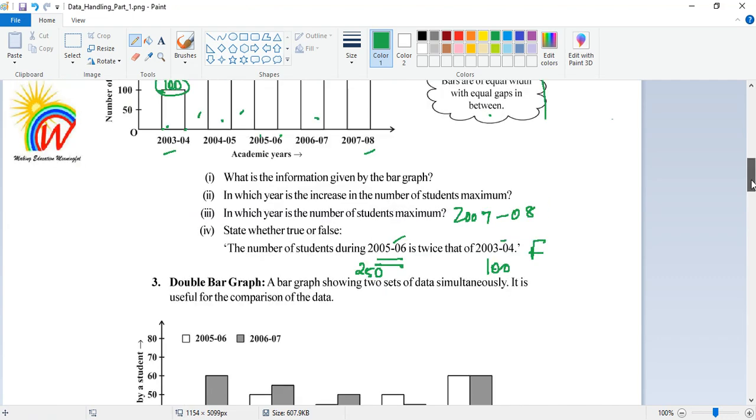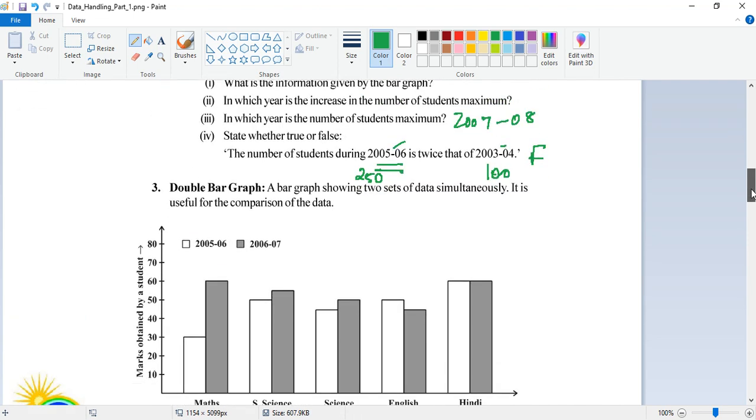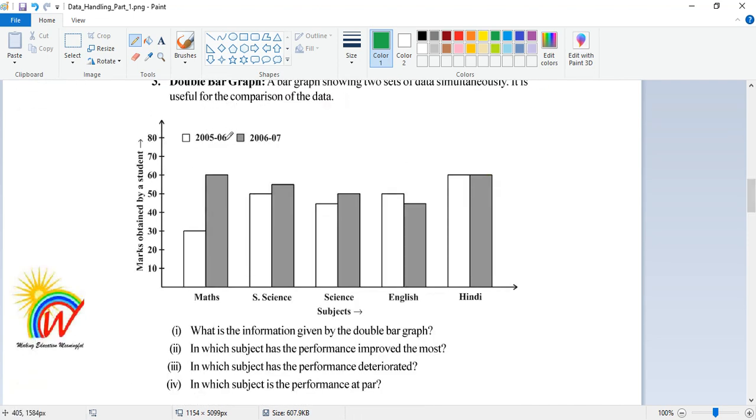Alright, now come to the next one. Double bar graph. So we understood how to draw a bar graph, and now we are going to see how to draw a double bar graph. There will be a situation where two cases will be represented on the same graph. In that case we will have a double graph, and we will just give a different shading to both of them. Like here you see in 2005-2006 the graph is not shaded, this one is shaded.